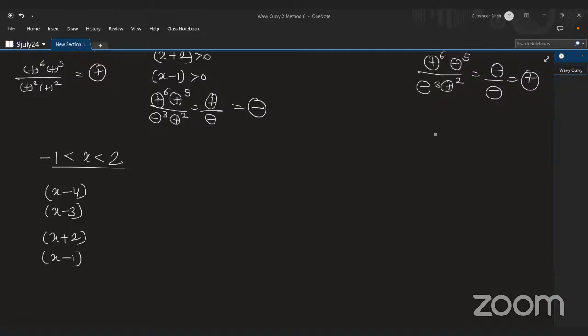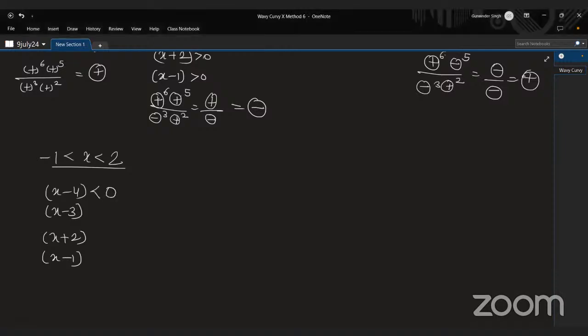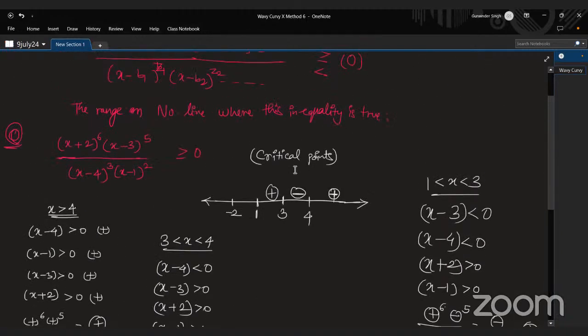If x is lying between minus 1 and 2, will x minus 4 be a negative value or a positive value? Rakshit? Negative, sir. Yes, it will be negative. What about x minus 3? It is also negative. What about x plus 2? Positive, sir. And x minus 1? Positive. Just a second. Negative.